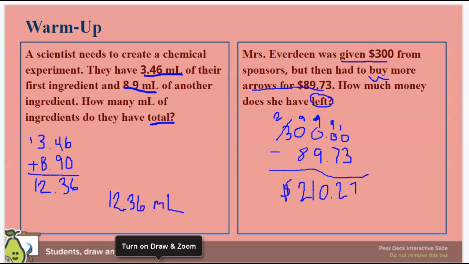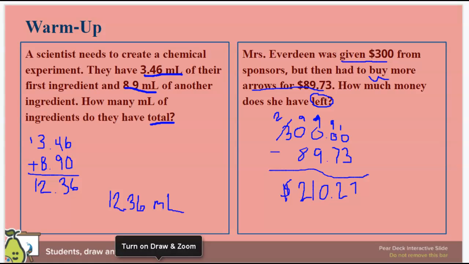Okay, so on the first one, finding a total means that we're going to be adding here. Make sure when you are adding and subtracting decimals that you line up your decimals. So this would be 3 46/100 plus 8 9/10. If you notice, I turned it to 90/100 and then added them together, which gets me 12 36/100 milliliters together.